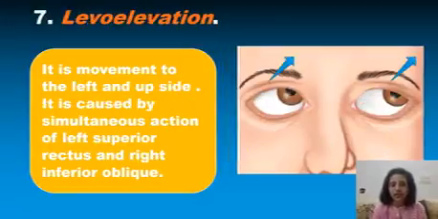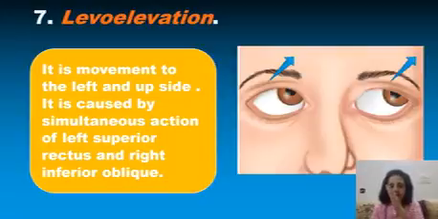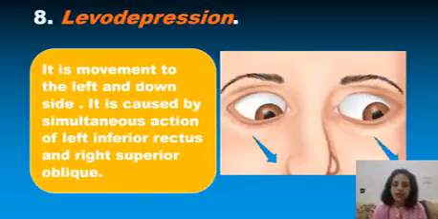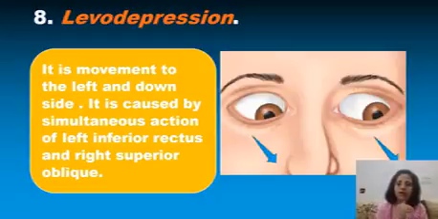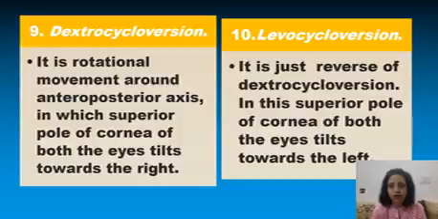Levoelevation, that is left and up. So this will be because of left superior rectus and right inferior oblique. Similarly, levodepression will be because of left inferior rectus and right superior oblique.